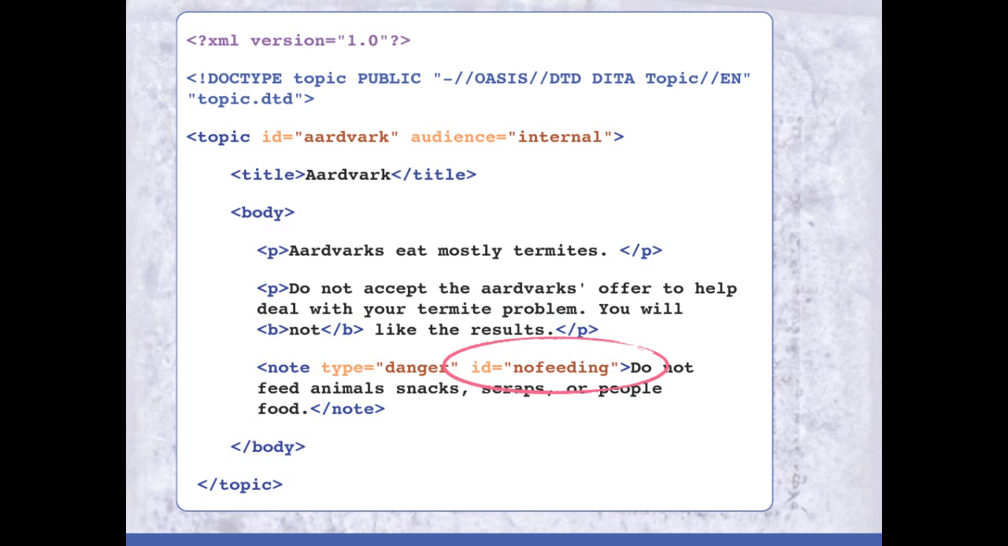Down here in the note, there is also an ID that allows us to address that note and reach into it, and later we're going to use that ID to reuse that note. So the ID of no feeding is sitting there so that we can get back to it later.